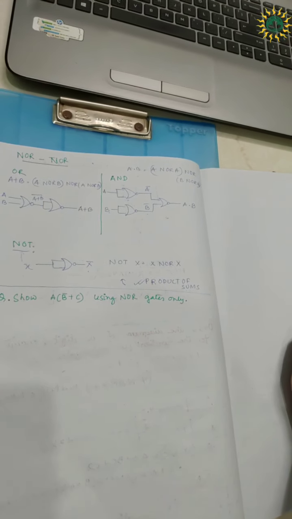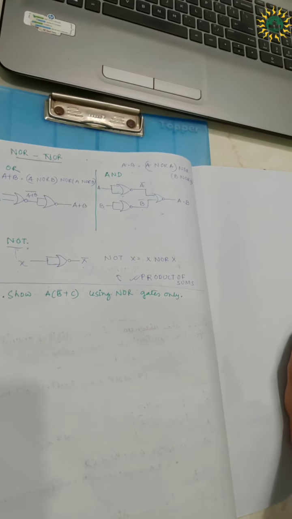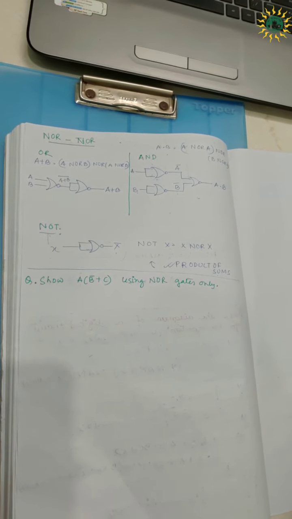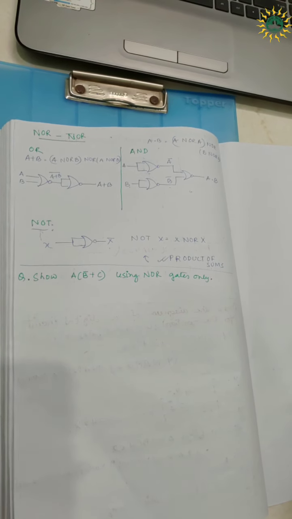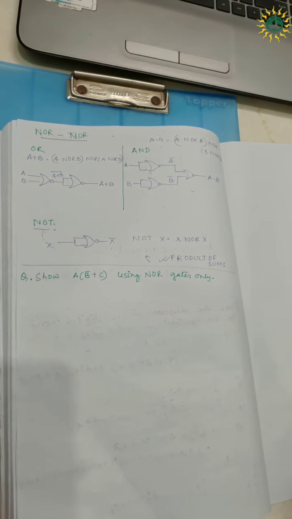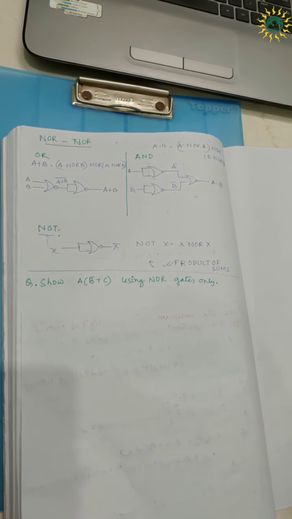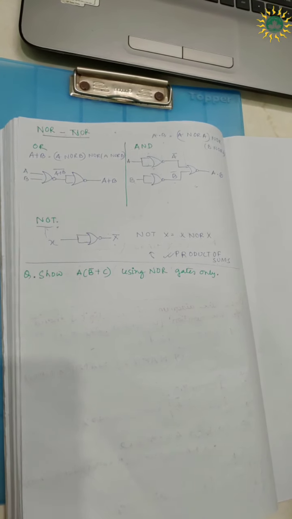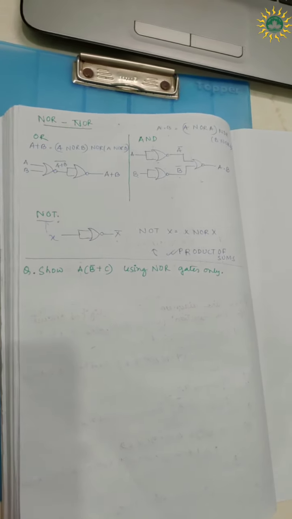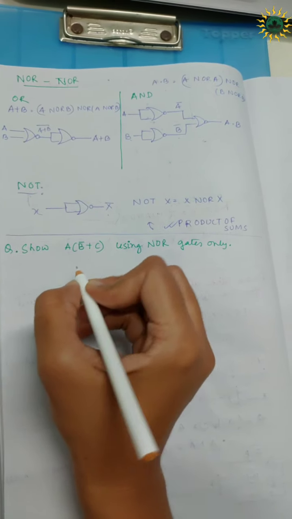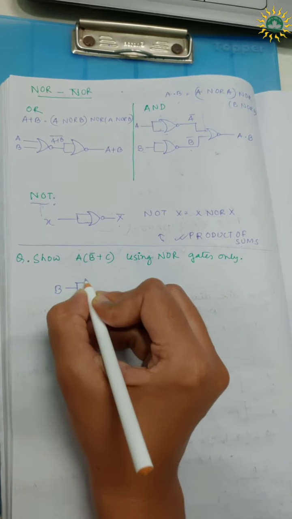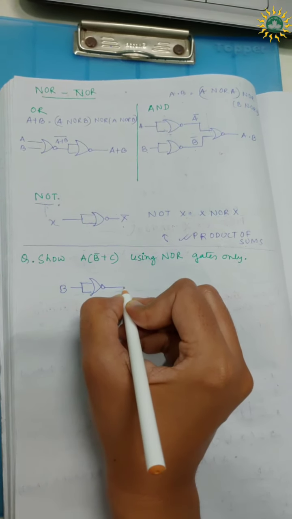Done. Most of the time we do the product of sum with the NOT to NOT gate, and sum of product with the NAND to NAND gate. Okay, now what we have? Now we have A plus B bar C. So for B bar you can do what? You can pass it twice through the NOR gate, okay.